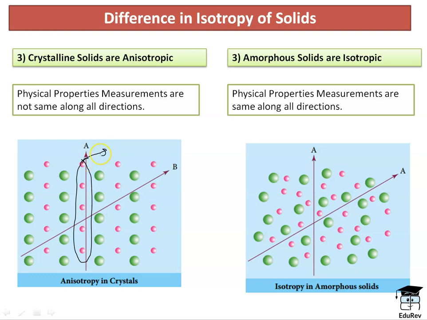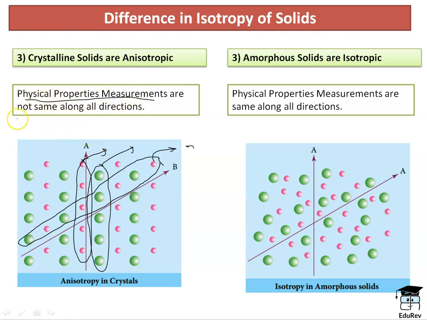That's why it was having one property or one value of physical property. And this is having only green balls. That's why it is having only one fixed value of a physical property. This is having both pink and green balls, so it will also be having one definite property or one value of property. And so when measured overall, we got to know that physical property measurements are not the same along all directions because every pattern is having a unique value.